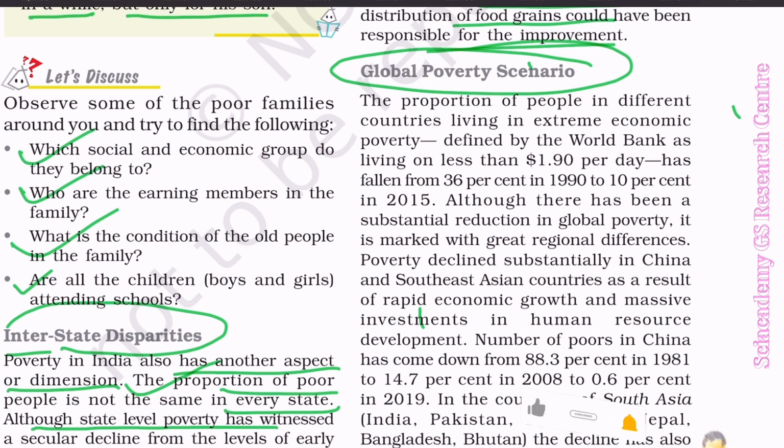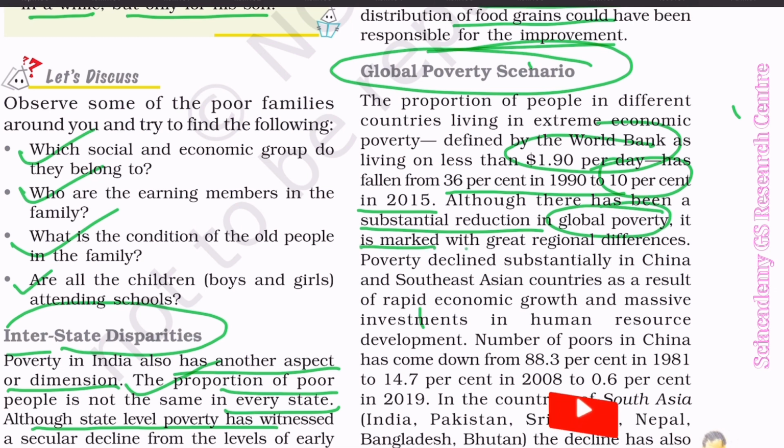as living on less than $1.9 per day, has fallen from 36% in 1990 to 10% in 2015. Although there has been a substantial reduction in global poverty, it is marked with great regional differences.